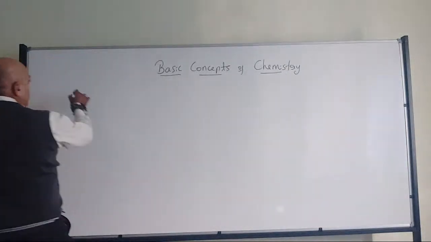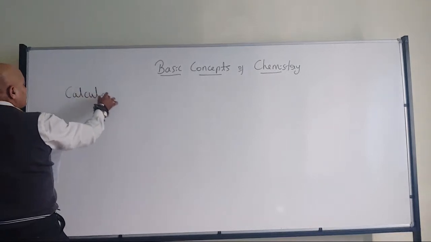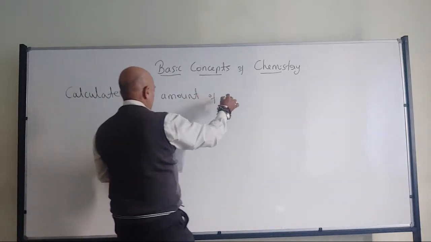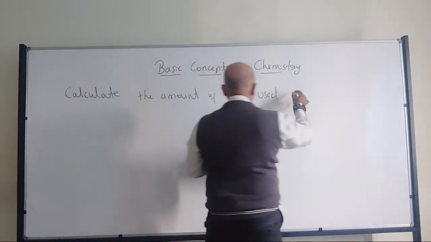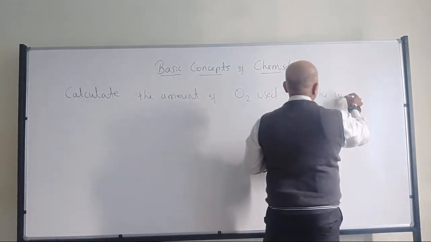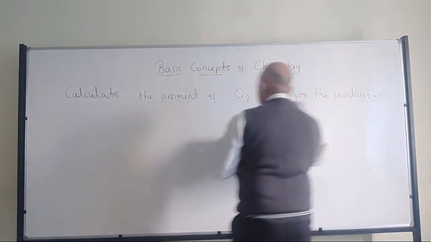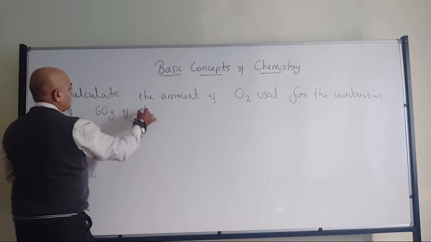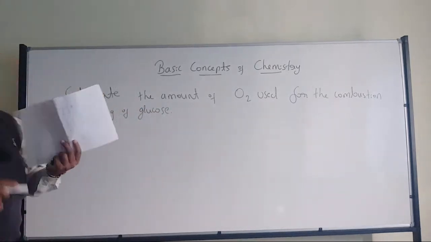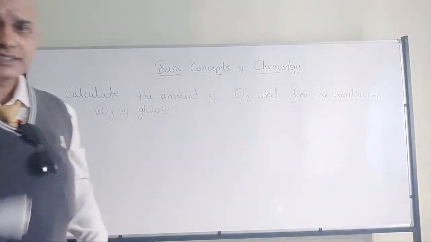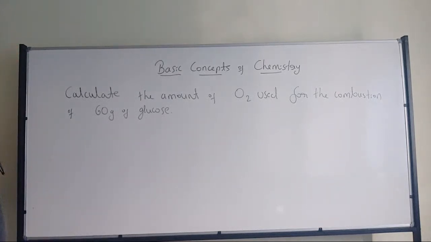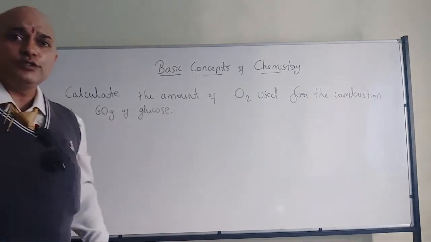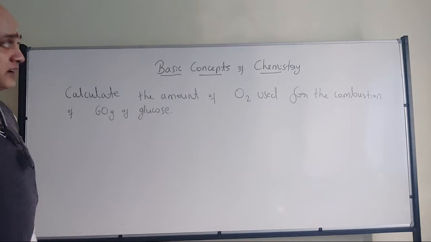Okay, so write it down, all of you. Calculate the amount of oxygen used for the combustion of 60 grams of glucose. Can anyone give me the answer? What is the question? Calculate the amount of oxygen used for the combustion of 60 grams of glucose. So instead of methane, I have written it as glucose. Can any one of you tell me what will be the answer?